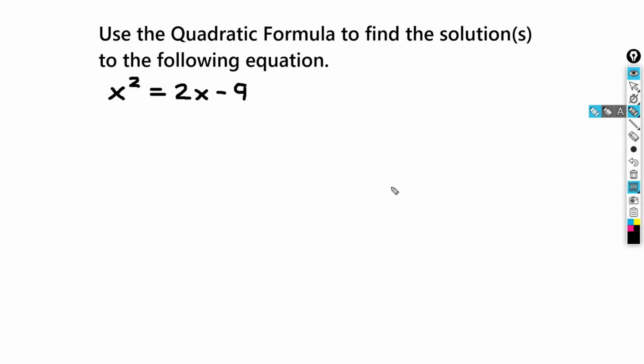Okay, in our last example in this video, we're going to use the quadratic formula to find the solution or solutions to the following equation. x squared equals 2x minus 9. So I want one side equal to 0, so I need to subtract 2x from both sides. And I also need to add 9 to both sides.